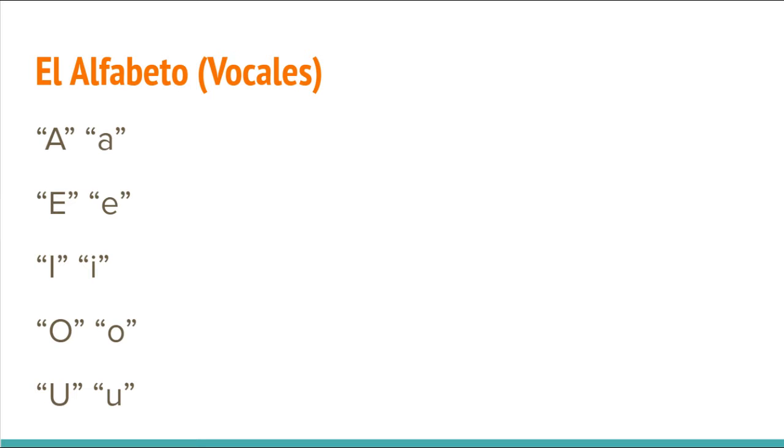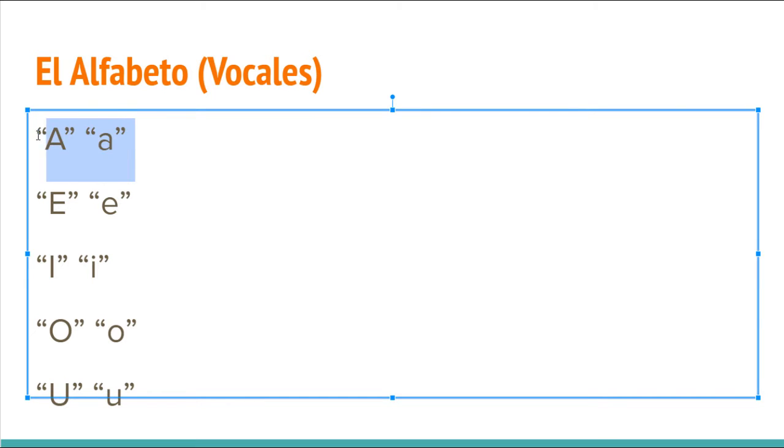Okay, so in Spanish as well as in English, we have five vowels. As you can see, they are exactly the same vowels, but they have different pronunciations. So we're going to look at those pronunciations right now. Our first vowel, this one right here, in Spanish is pronounced like ah.